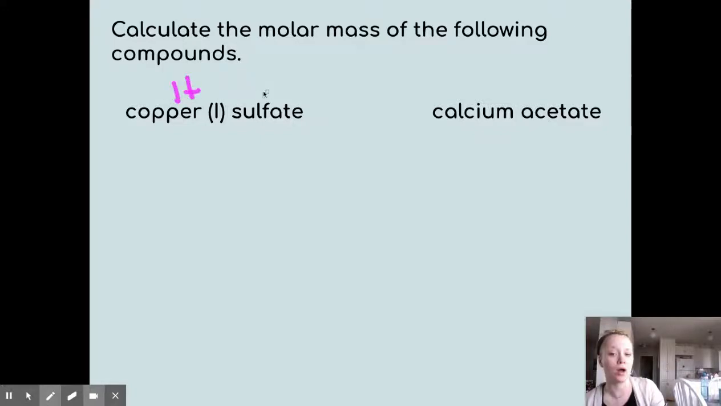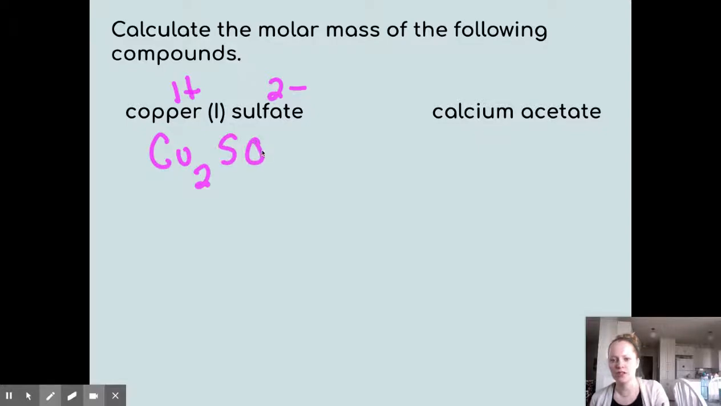the copper is 1 positive, sulfate's 2 negative. Doesn't tell you how many there are of each one, that just tells you charges to balance. So copper, and that means I need 2 coppers, and sulfate is SO4. Now I have a balanced compound, which means I can calculate my molar mass.